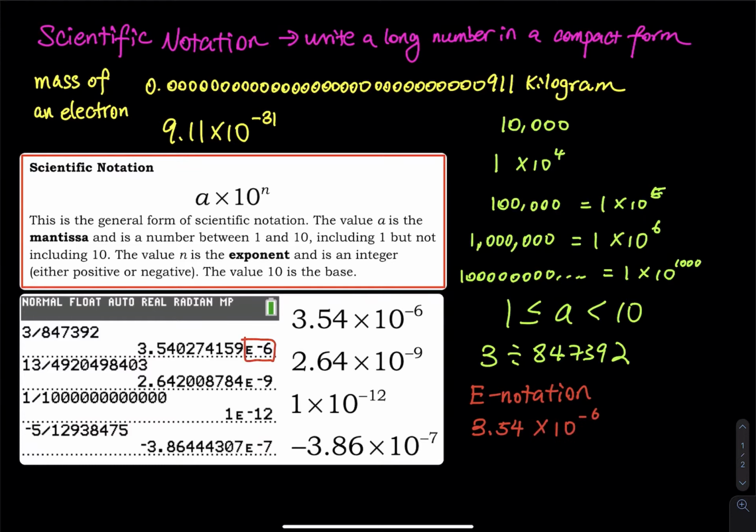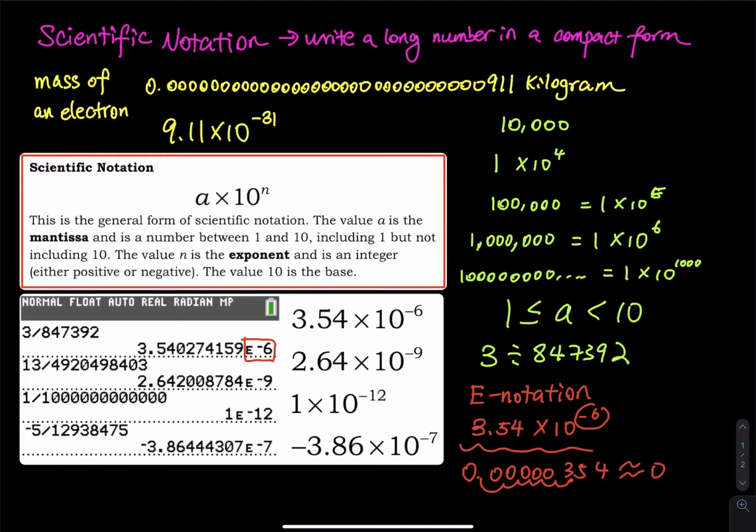And when you see such a number in a statistics class, you have to know that this number is very, very close to 0. That is equal to 0.00000354. The minus 6 means that at 3.54, you move the decimal point 6 steps to the left: 1, 2, 3, 4, 5, 6. So this is very, very close to 0.